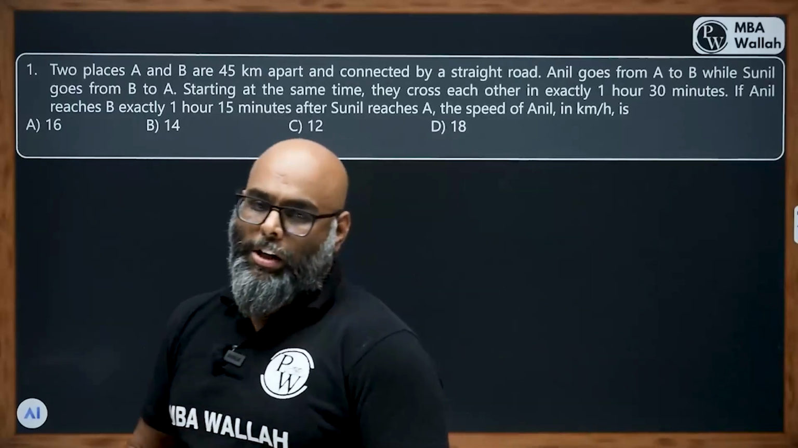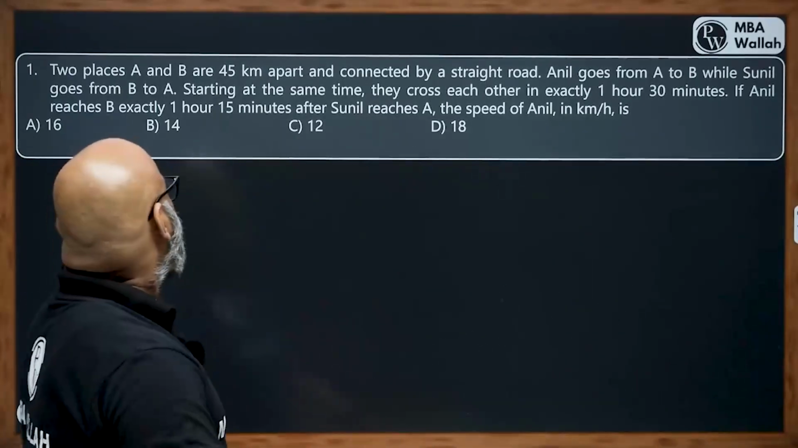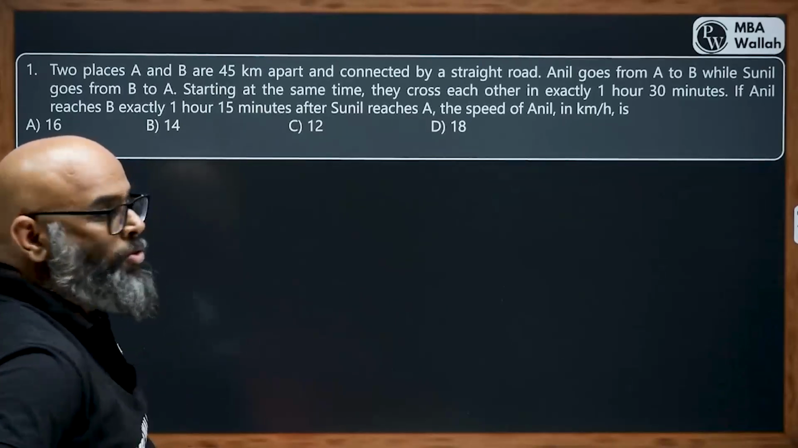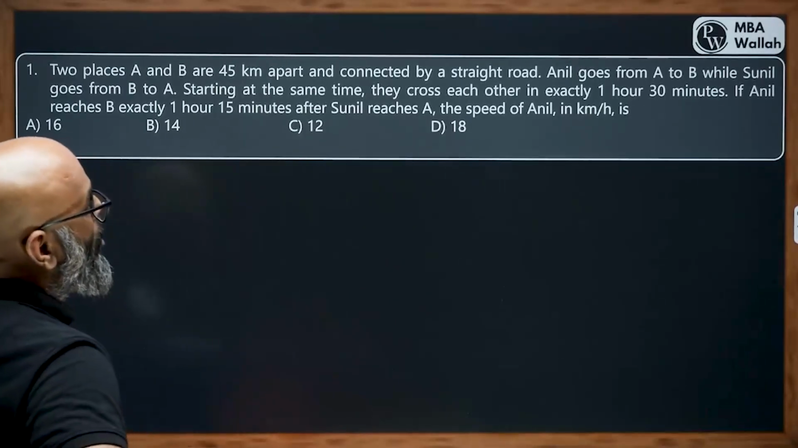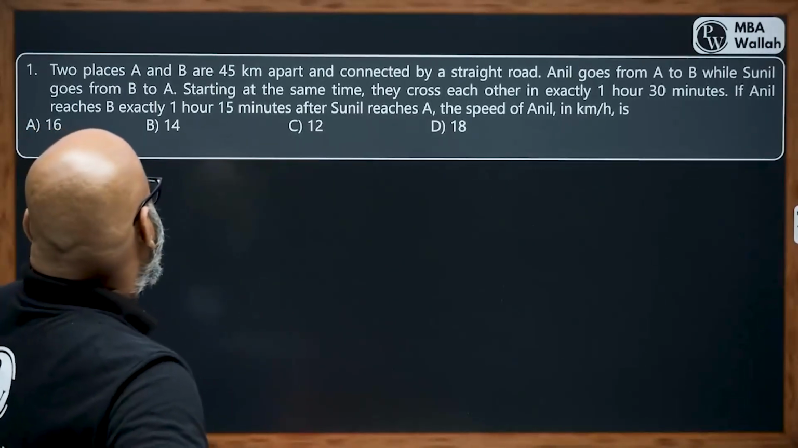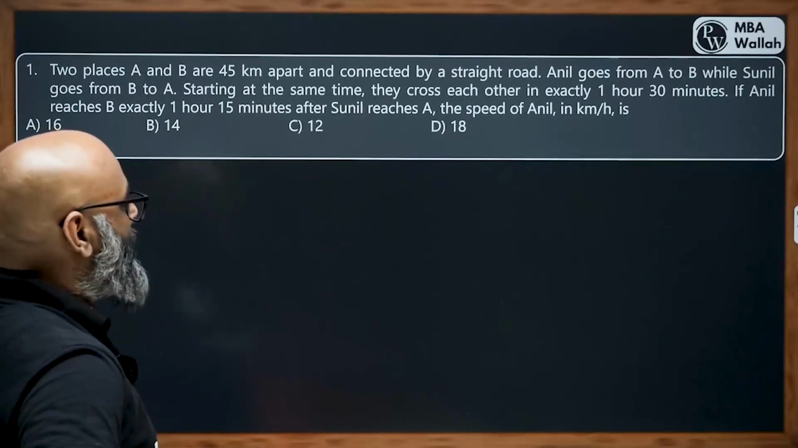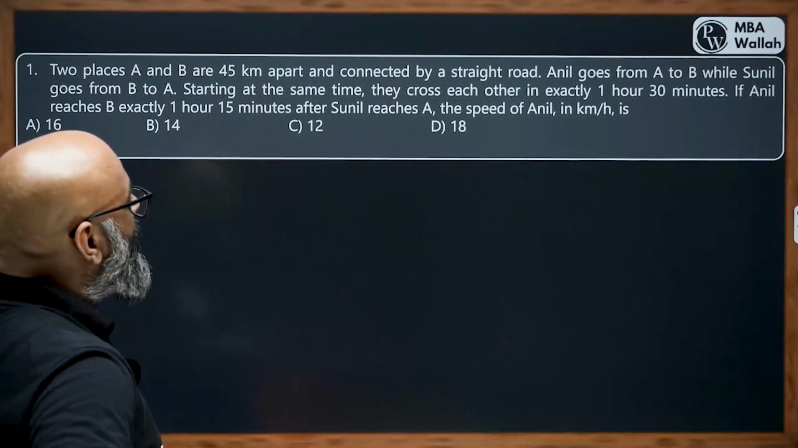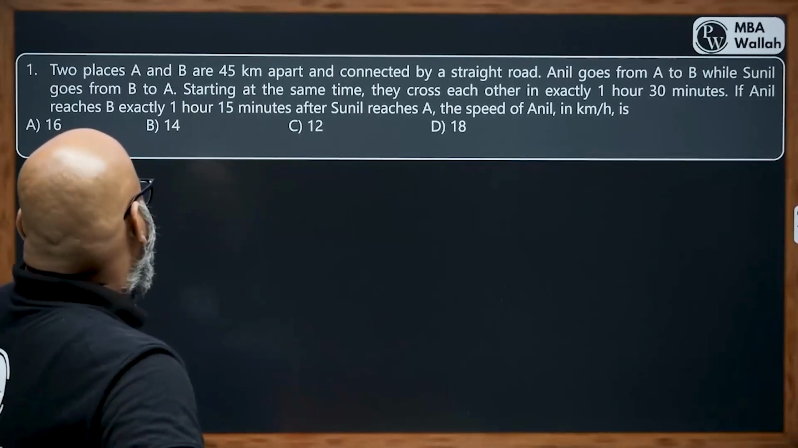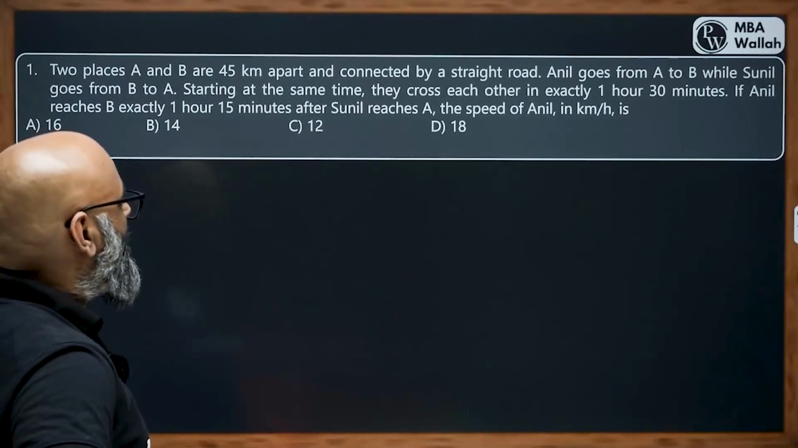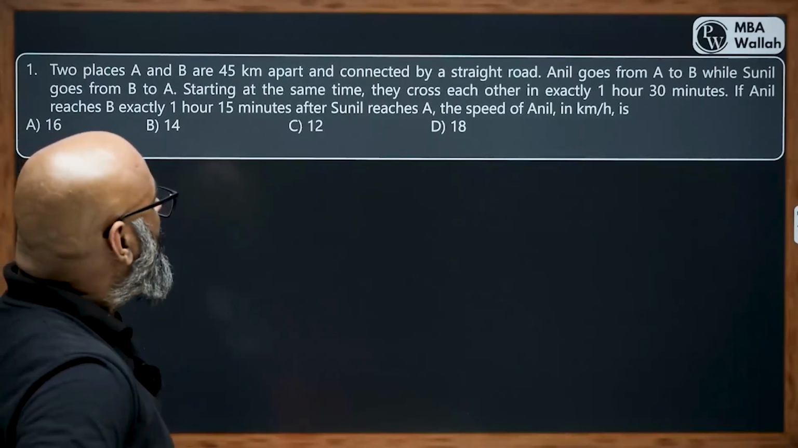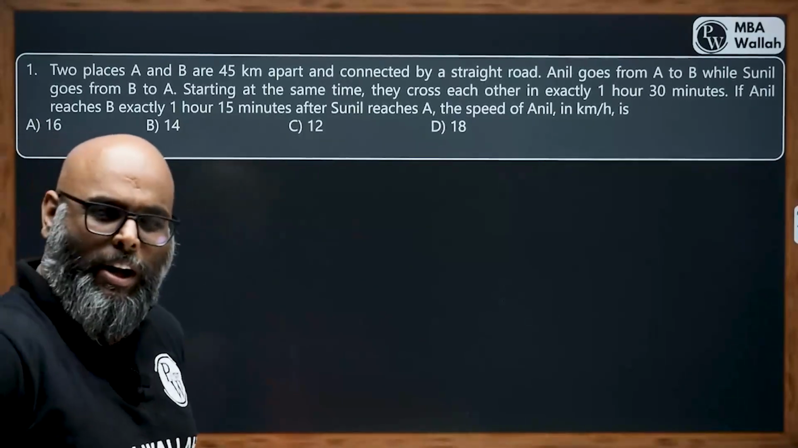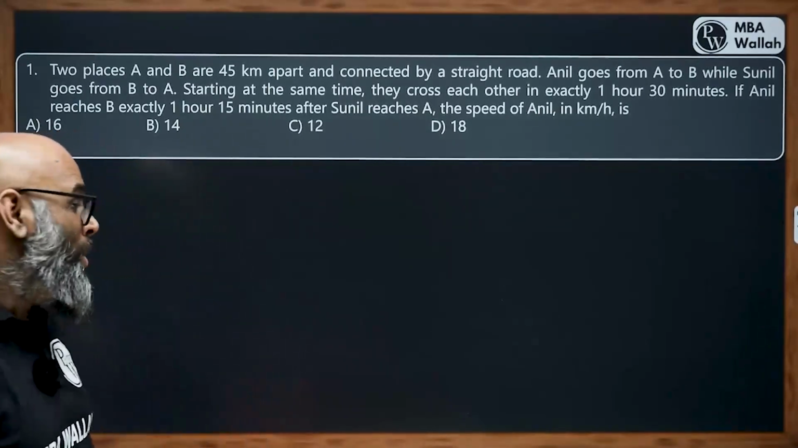And now let's solve this. So the question says two places A and B are 45 kilometers apart, connected by a straight road. Anil goes from A to B while Sunil goes from B to A. Starting at the same time, they cross each other in exactly 1 hour 30 minutes. If Anil reaches B exactly 1 hour 15 minutes after Sunil reaches A, the speed of Anil in kilometers per hour is. Already seen a question of this type. Let's see if it works here.